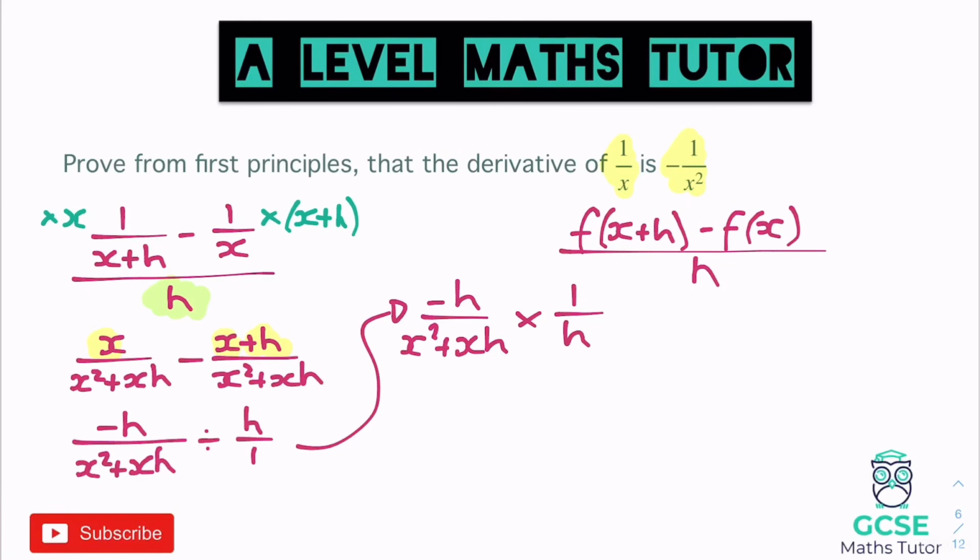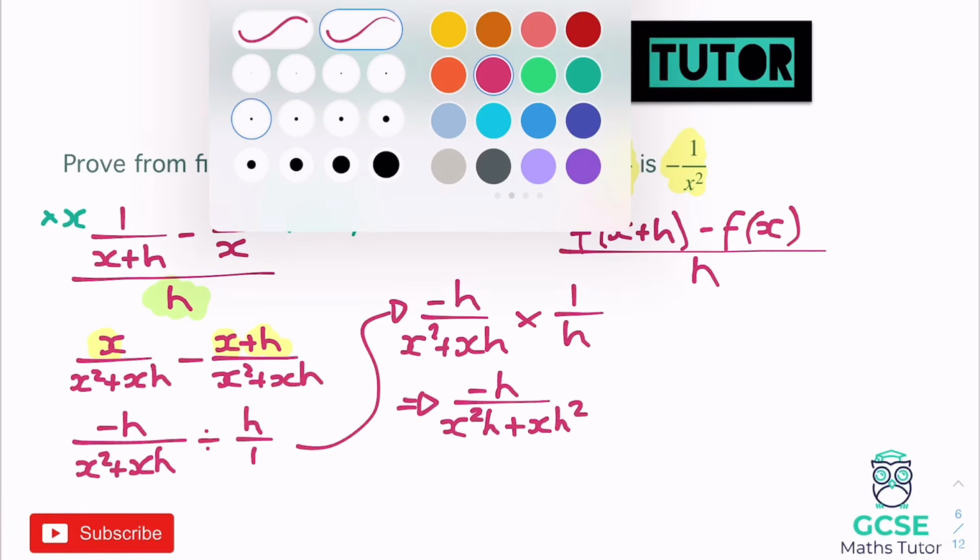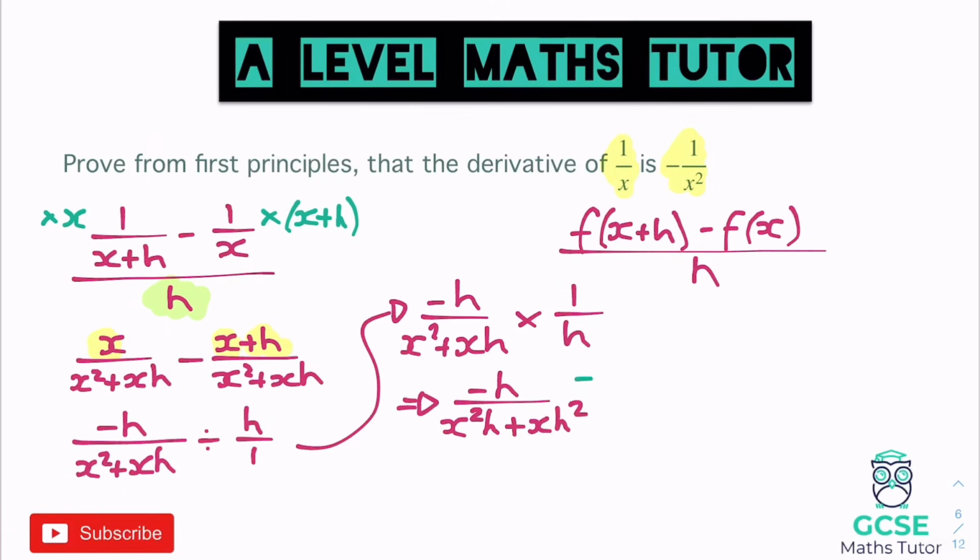And if we multiply these fractions together, 1 times minus h on the top is going to leave us with minus h. Let's just write this out. So we have minus h on the top, and on the bottom there, we're going to have x squared h, timesing both these pieces by the h, plus xh squared. Okay, there we go, so there is our fraction at the moment. What we can do now is just like we've done before, we can divide the top and bottom by h. I'm going to write that in next to this. So divide the top and bottom by h.